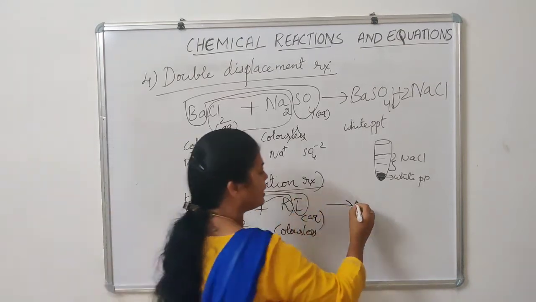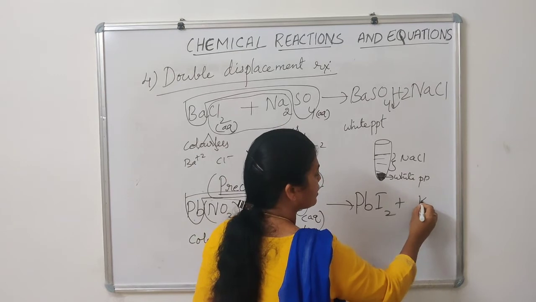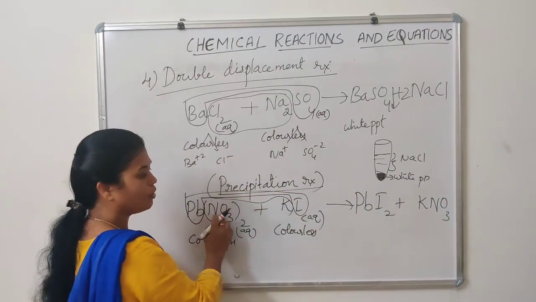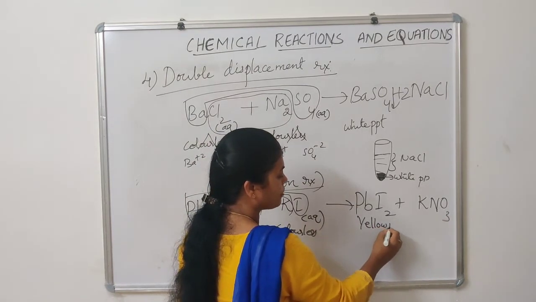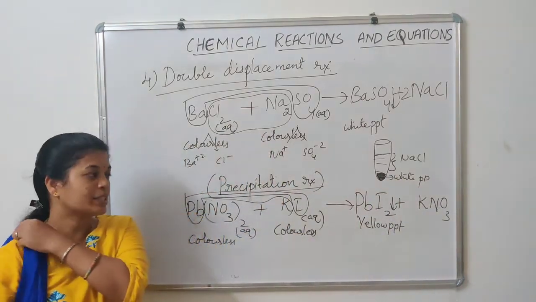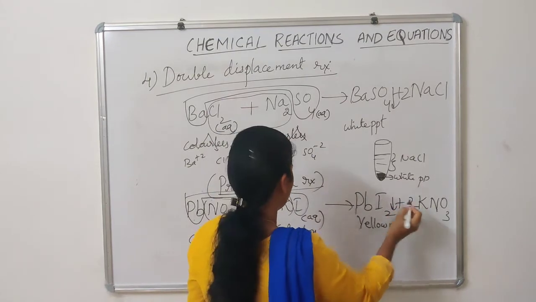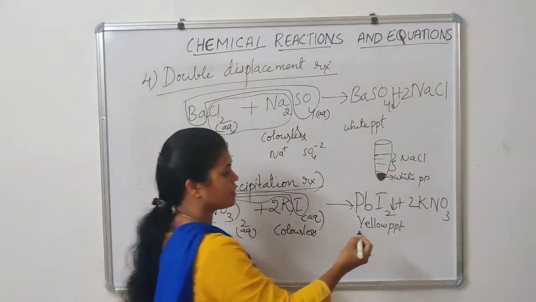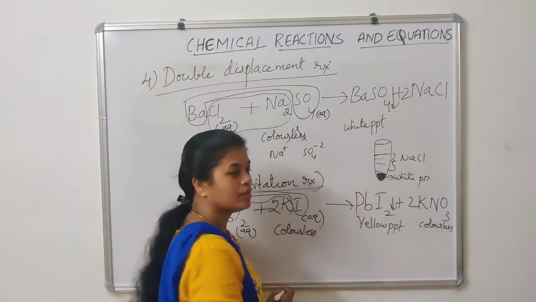So what will you get? Lead iodide, PbI2, plus potassium nitrate, KNO3. Lead iodide is a yellow precipitate. So this is also an example of what? A precipitation reaction. When we balance it, it becomes Pb(NO3)2 plus 2KI gives PbI2 plus 2KNO3, and the potassium nitrate is colorless. So this is also an example of a precipitation reaction.